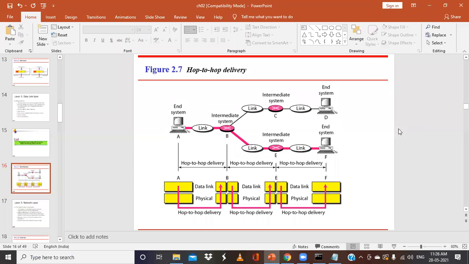Suppose system A wants to send data to B. Then this system will send it to the next link. Basically it will go to the data link layer and physical layer of that system, and then it will go to the next. So what is there here? We have something called B. B is not a device here. B is nothing but a router.